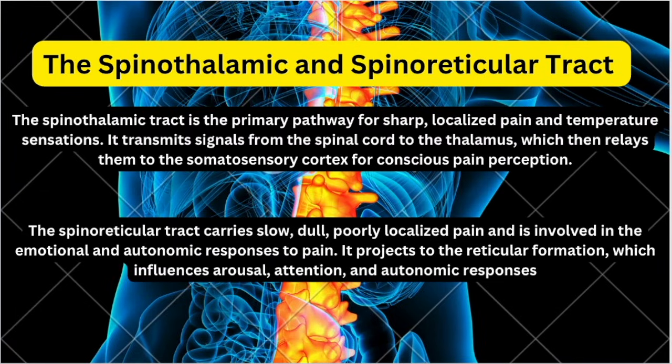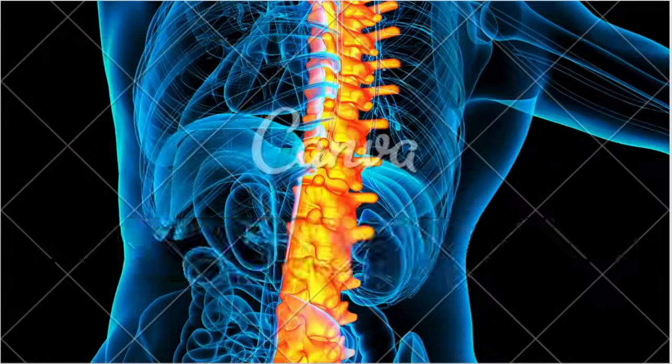The spinoreticular tract carries slow, dull, poorly localized pain and is involved in the emotional and autonomic response to pain. It projects to the reticular formation, which influences arousal, attention, and the autonomic response.